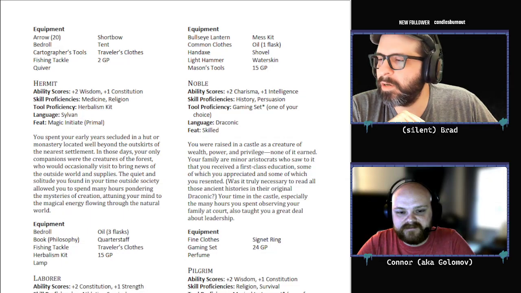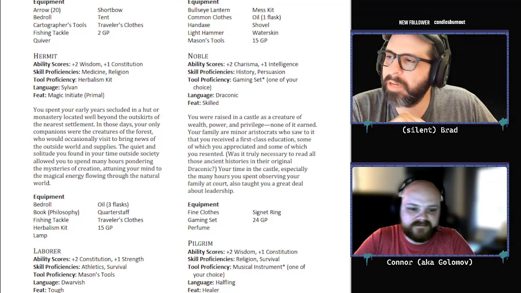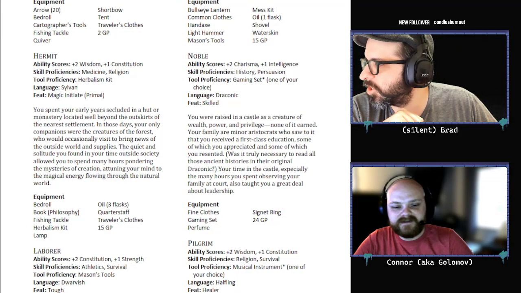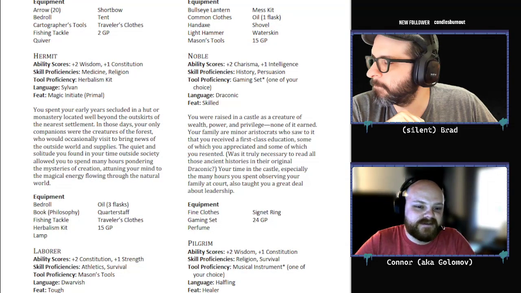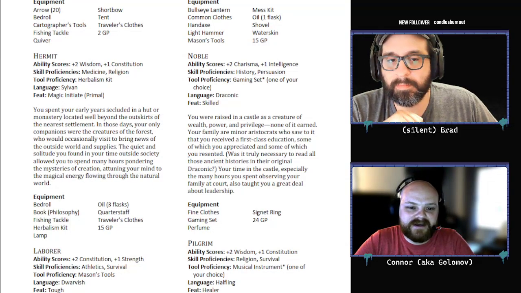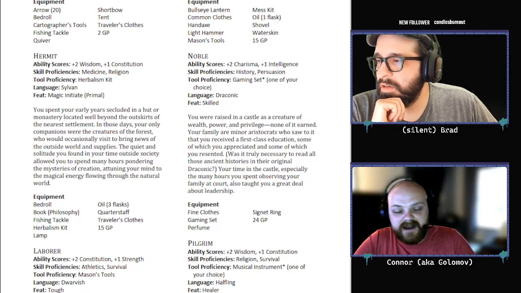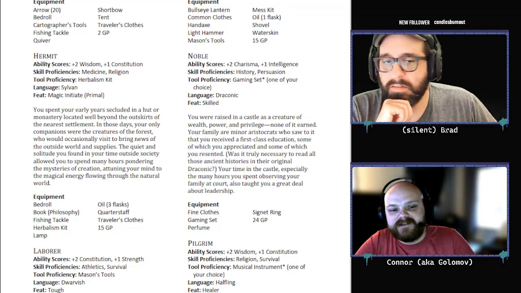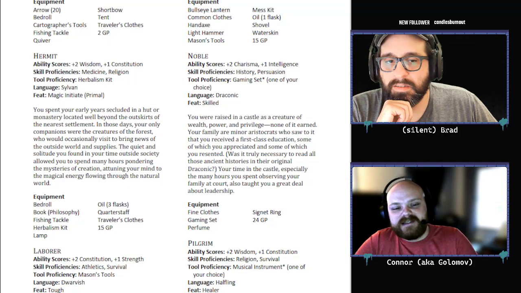But yeah, we've got Hermit coming back with Wiz and Con. Medicine and religion are probably not changing. What's that? Hermit knows Sylvan. Sorry, I was jumping ahead. Hermit knows Sylvan, which I can kind of see. I understand it. It's interesting that they're willing to go to those languages, right?